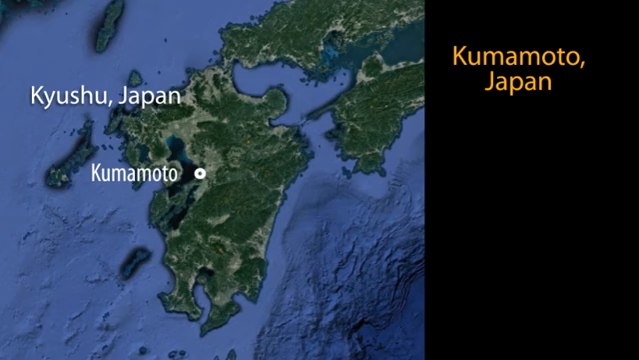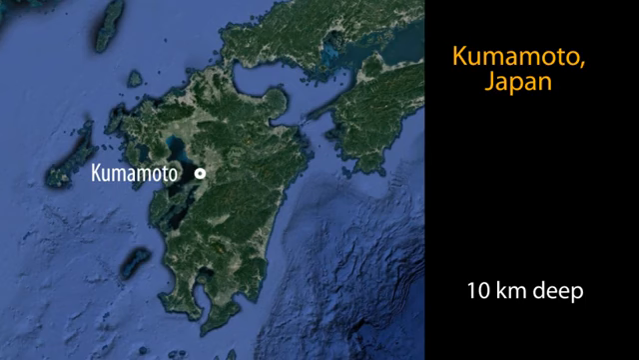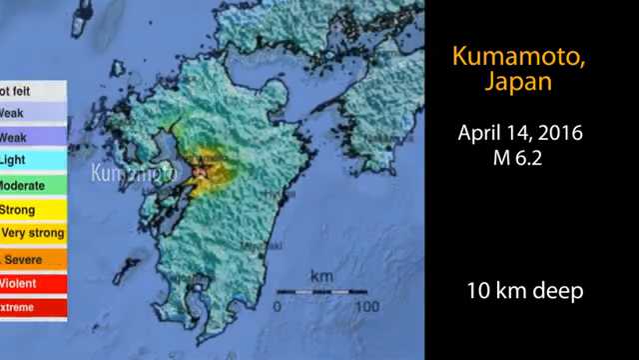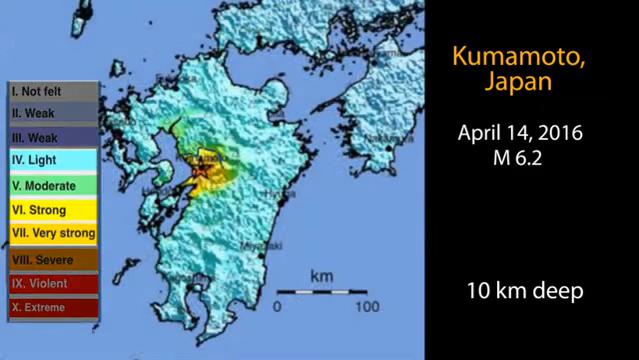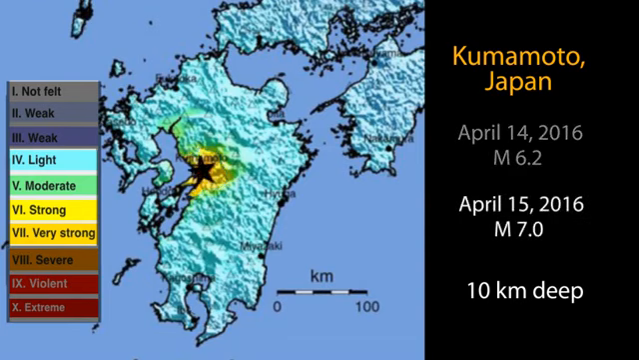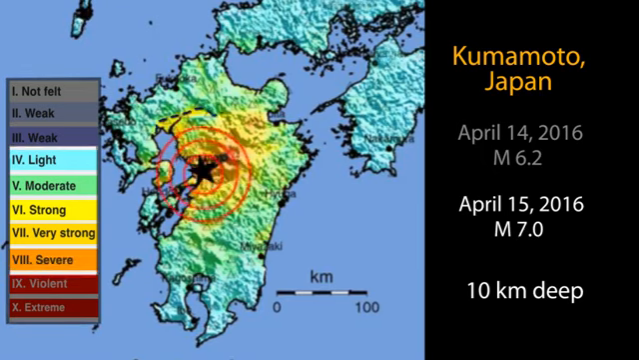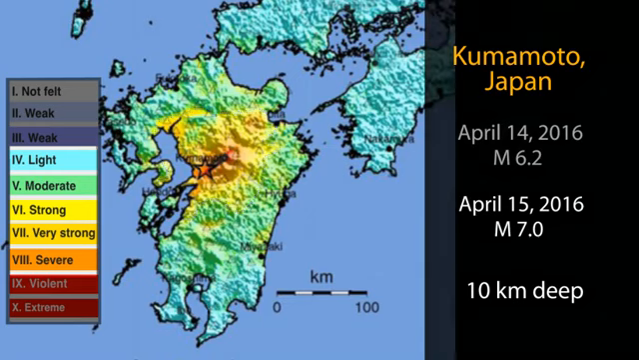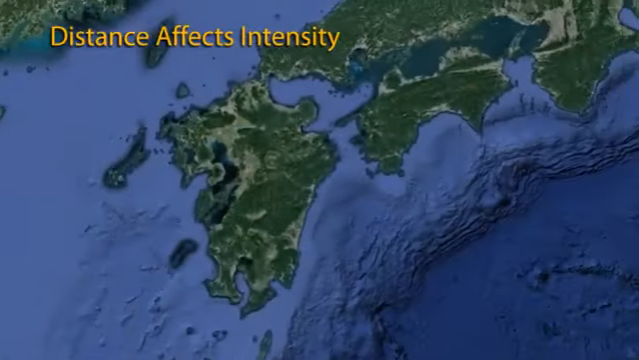To see this principle at work, let's examine two earthquakes that occurred at the same depth beneath Kumamoto, Japan, but had different magnitudes. On April 14, 2016, a magnitude 6.2 earthquake generated strong shaking up to 40 kilometers from the epicenter. The next day, a magnitude 7.0 earthquake released 20 times as much energy in the same location. Strong ground shaking extended to 100 kilometers from the epicenter. The larger magnitude earthquake lit up the surrounding area with stronger ground shaking, just like a larger wattage light bulb casts brighter light everywhere in a room.